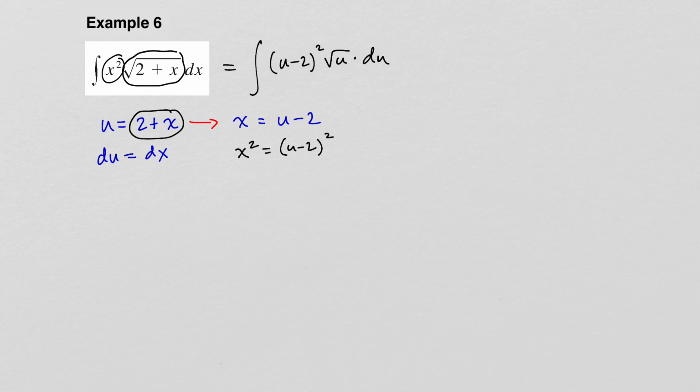So remember, when you're doing substitution, everything that used to be an x has to be translated into the new variable, in this case u. Now from here, you just need to remember fundamental principles of integration. So u minus 2 to the second power, I can multiply that out.